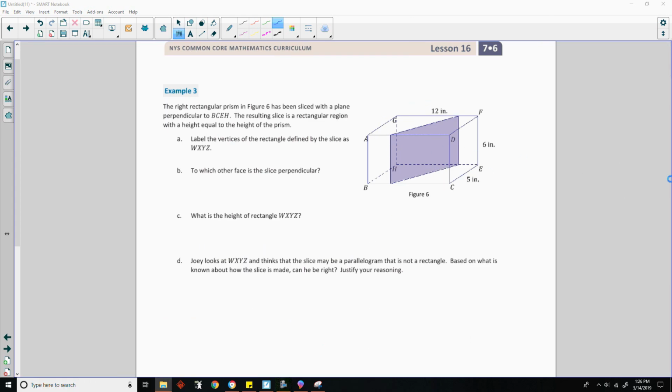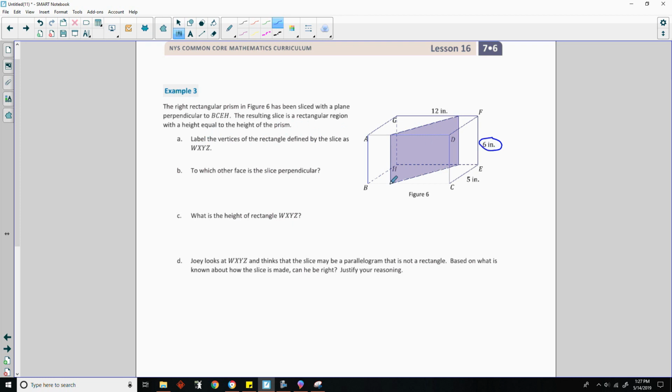Okay, page 3. Example 3. The right rectangular prism in figure 6 has been sliced with a plane perpendicular to BCEH. BCEH is the base. So this shaded region is a slice and it is perpendicular to the base. The resulting slice is a rectangular region with a height equal to the height of the prism, which is 6 inches.